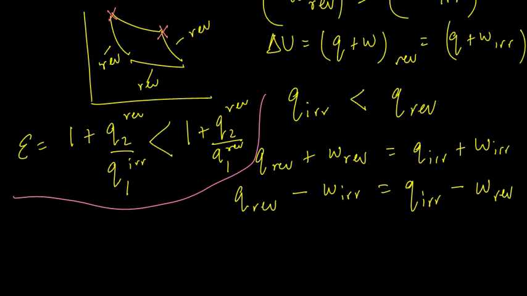Since the heat exchanged in the case of reversible is larger, also the heat that will be exchanged in small steps would also be larger. Right? dq reversible would be larger, if I make equal steps. So what I can also write is that dq reversible by T is larger than dq irreversible by T.